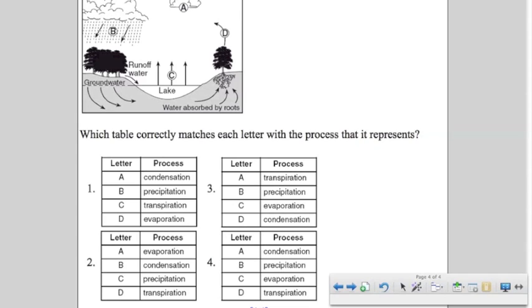C is evaporation, because remember, the water vapor is coming out of the large body of water. And D is tree sweat, known as transpiration, as we went over. So therefore, the answer would be 4.